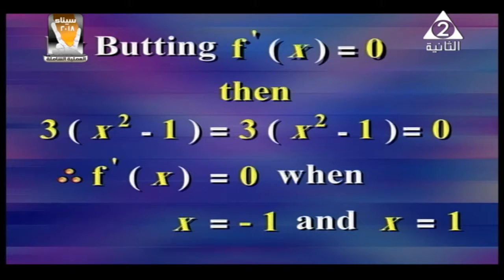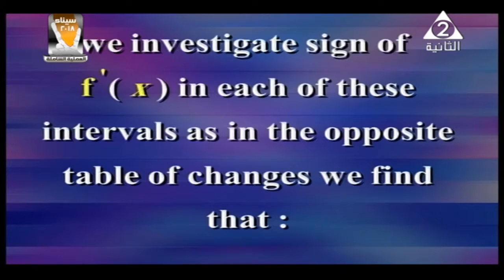Why? Because x power 2 minus 1 equals 0. We find the value of x: x power 2 equals 1, then x equals positive or negative square root of 1, equal to positive 1 and negative 1. Then the points which make f dash x equals 0 are x equals negative 1 and x equals 1. Look, dear student, we investigate the sign of f dash x in each of these intervals, as in the opposite table of change.